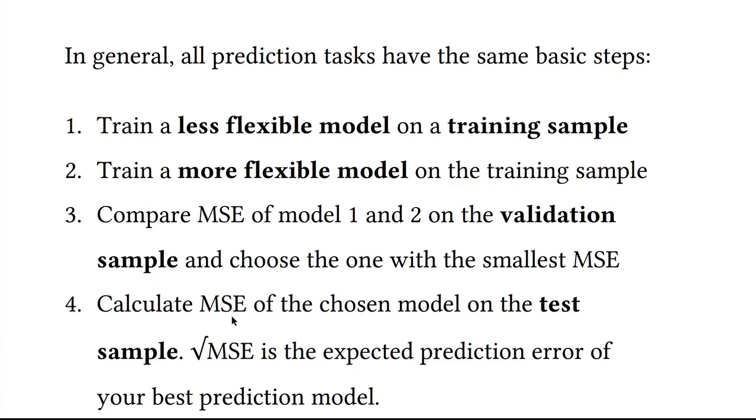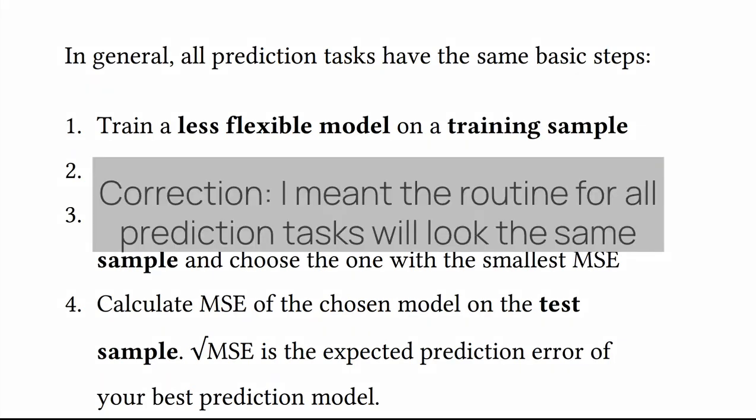Now you calculate the mean squared error of the chosen model on the test sample, and the square root of the mean squared error that you calculate here would be the expected prediction error of your best prediction model. That's it. All models will look exactly the same.